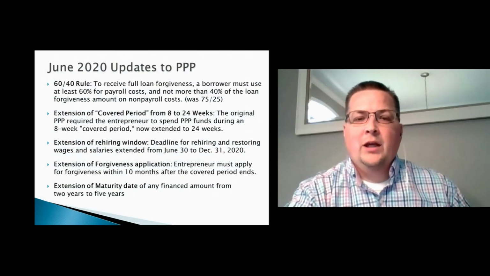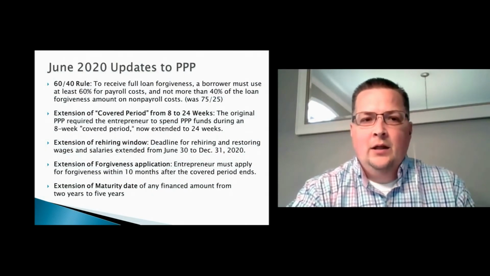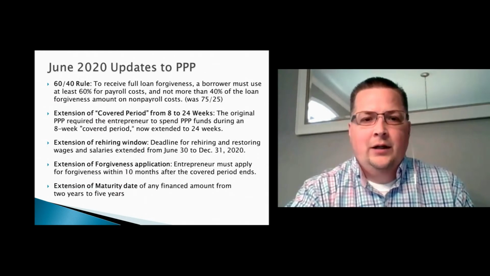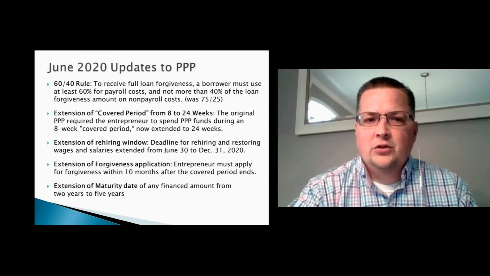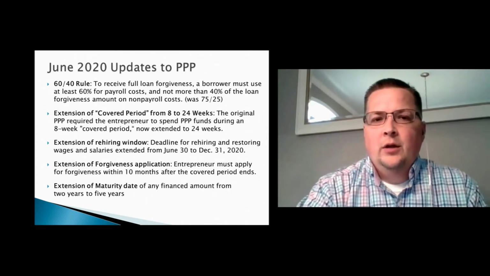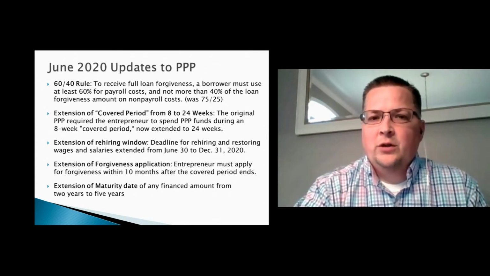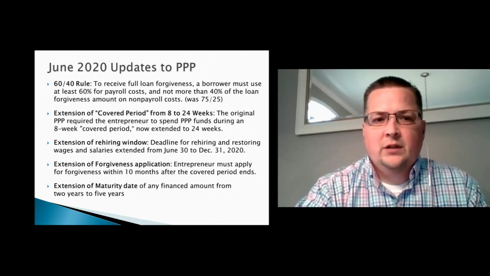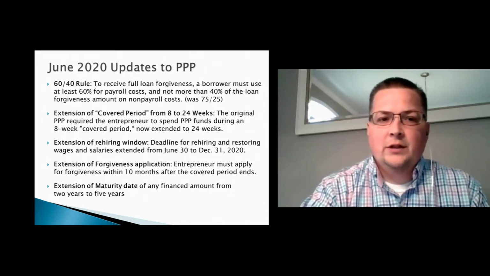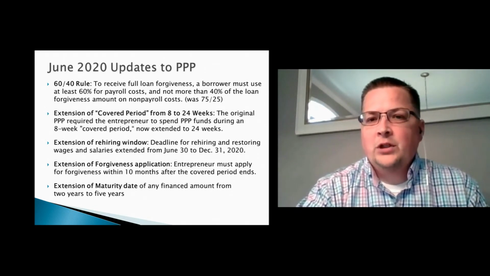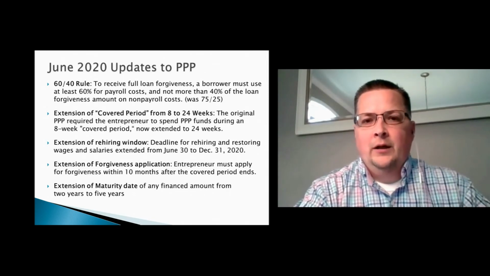Also wanted to recap some of the PPP updates that they did later on in the program. This was not the original criteria, but they updated. So they went to 60/40. You must use at least 60% of your PPP funds for payroll cost, and then 40% on the non-payroll cost, which covered the mortgage interest, rent, utilities. That originally was 75/25.